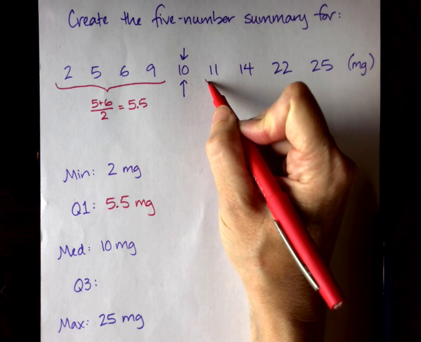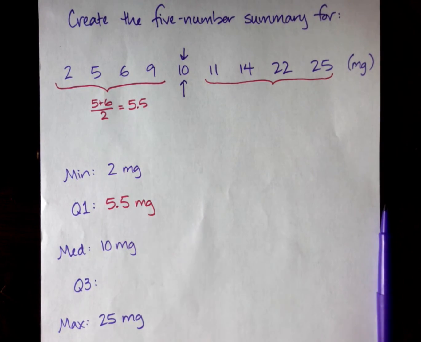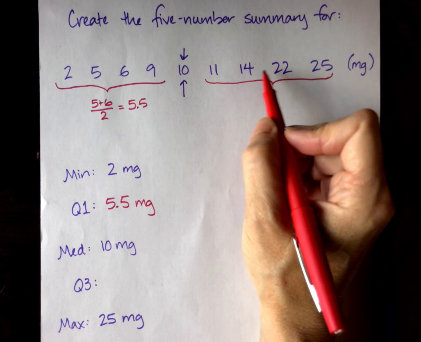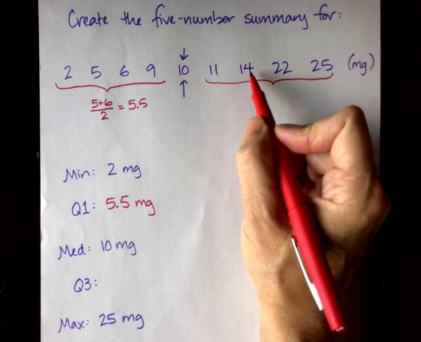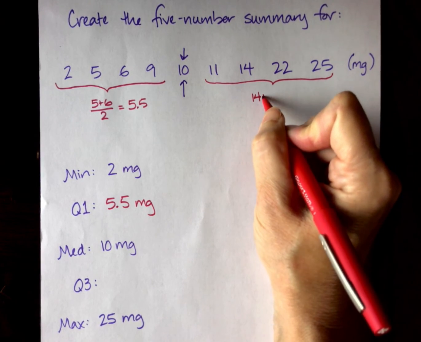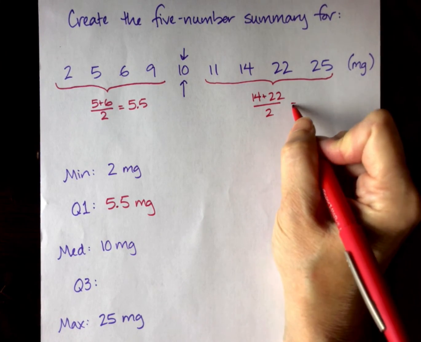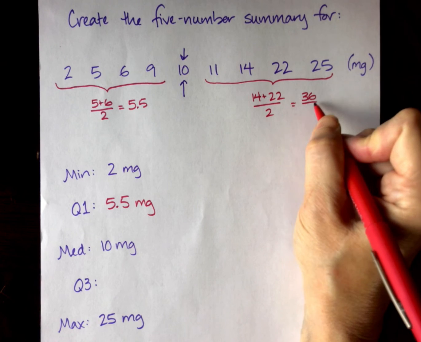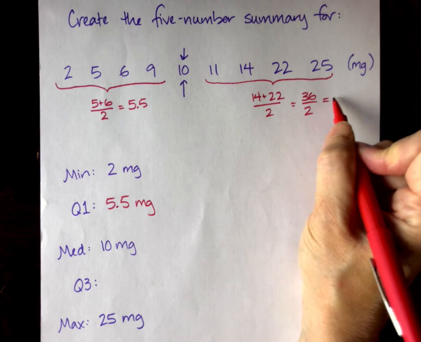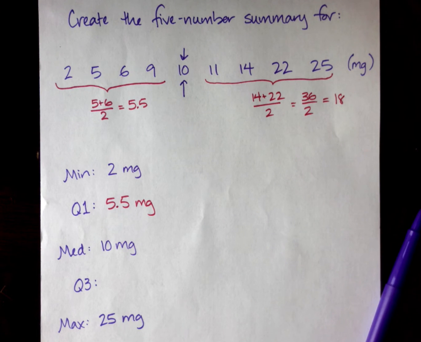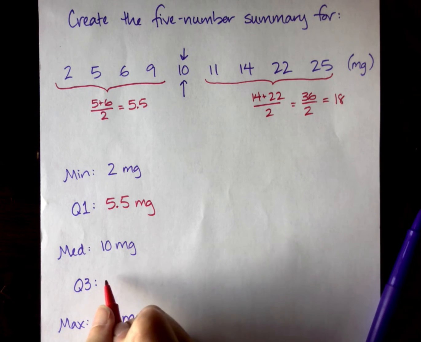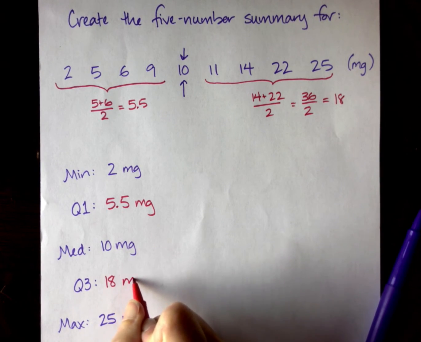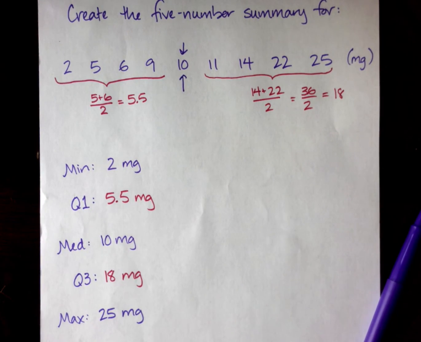We'll do a similar thing with the upper half of the data to the right of the median. And here again, we have 4 entries. It's an even number of them. So we find the 2 in the center and we find their average or their mean. If we did 14 plus 22, that will give us 36. We need to divide that by 2 to find the mean, and that will be 18. So our third quartile, or Q3, will be 18 milligrams. And now we have the 5 quantities needed for the 5-number summary for this data set.